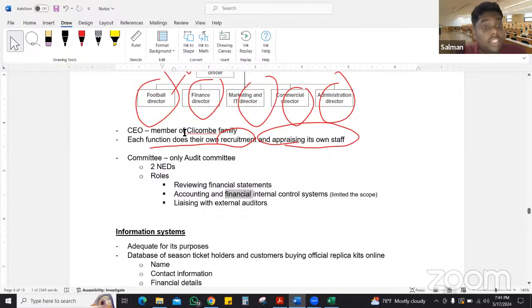What about other internal controls? What are internal controls? Things that you put in place to ensure that the processes are run properly without fraud, error, inefficiencies. So it is stated the audit committee is involved in accounting and financial internal control systems. What about other internal control systems? Operating internal control systems, marketing internal controls. Not mentioned. So there's a possibility of limiting the scope of the audit committee's role.